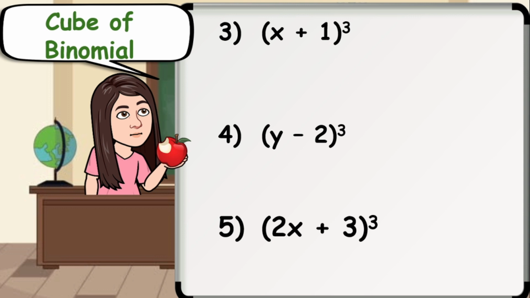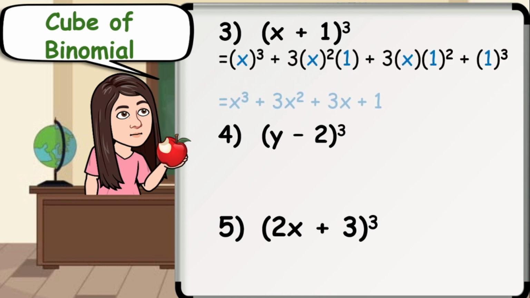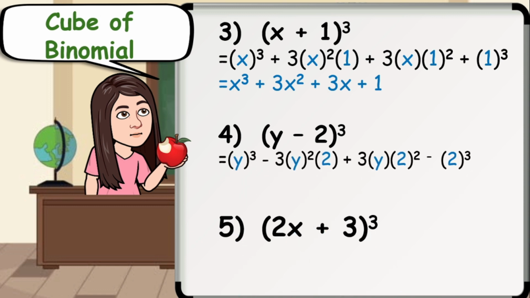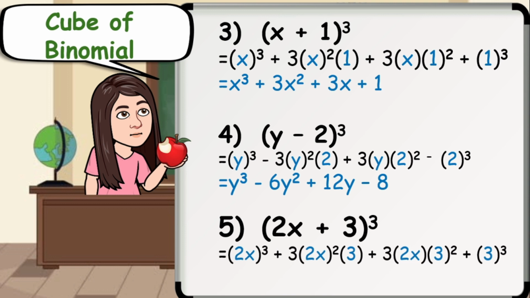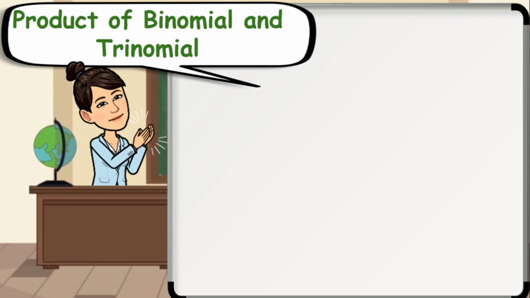Let's check your answers. For number 3, the cube of binomial x plus 1 is equal to x cubed plus 3x squared plus 3x plus 1. Number 4, the cube of binomial y minus 2 is equal to y cubed minus 6y squared plus 12y minus 8. And for number 5, the cube of binomial 2x plus 3 is equal to 8x cubed plus 36x squared plus 54x plus 27.